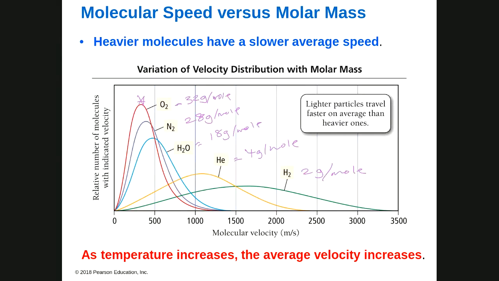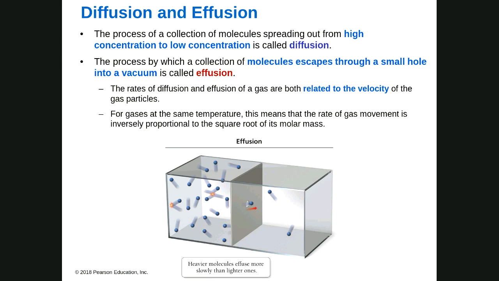As you increase the temperature, you're going to increase the speed, okay? Because you're getting those molecules all excited and they're going to start moving faster because their kinetic energy is higher. But remember, heavier molecules are going to have a slower average speed than lighter molecules.